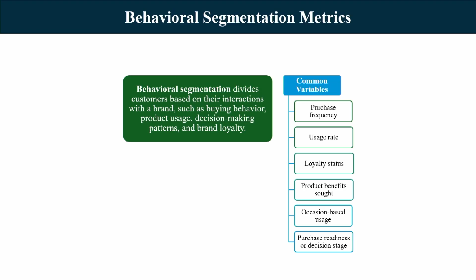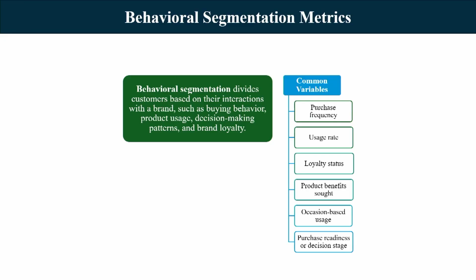An RFM matrix is a behavioral segmentation matrix. Behavioral segmentation divides the customers based on their interactions with the brand, such as buying behavior, product uses, the extent of uses of the product, whether you are a heavy user, medium user or light user, then decision making patterns, how the decisions are being taken, who are the influencers in the decision making process, and it also looks into loyalty.